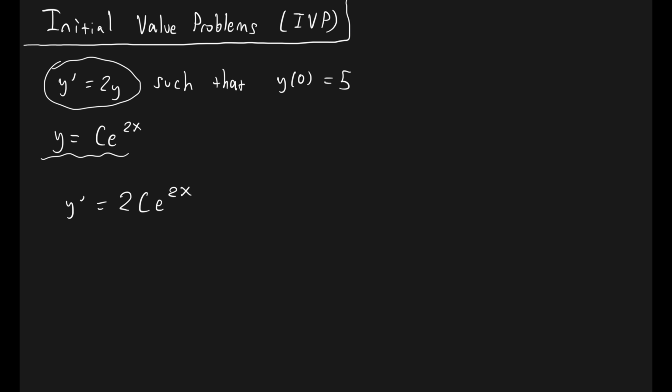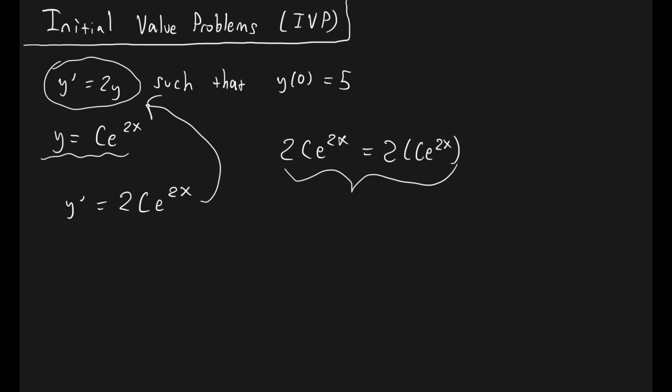Okay. So now plugging that back into our initial given differential equation, for y prime we write 2c times e to the 2x is equal to 2 times c e to the 2x. And what is this really saying? It's just saying 2c times e to the 2x is equal to 2c times e to the 2x. So yeah, we know for sure that this is true.